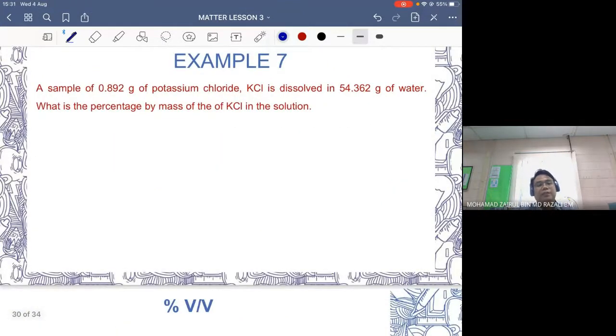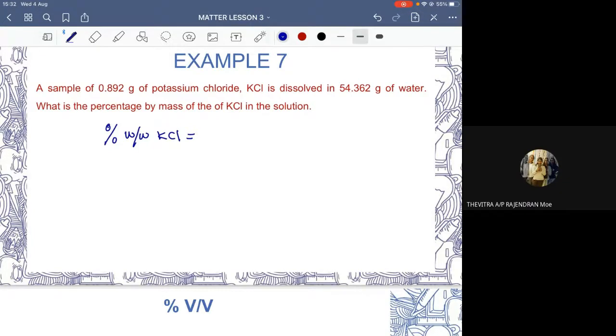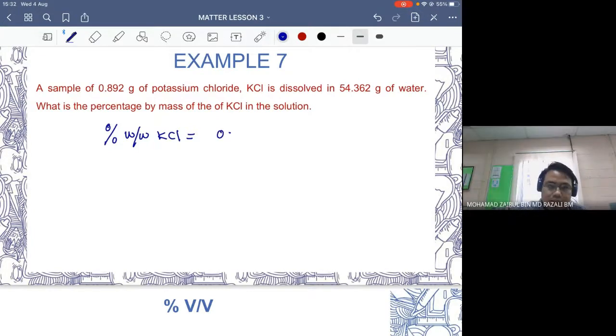Okay, example 7. A sample of 0.892 gram of potassium chloride is dissolved in 54.362 gram of water. Okay, so what is the percentage by mass of KCl? Percentage by mass of KCl is equal to mass solute. So which one is the solute? KCl or water? KCl. KCl. And the mass of KCl is 0.892 gram. So over mass of solution.